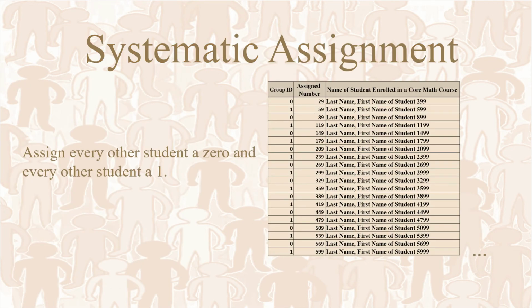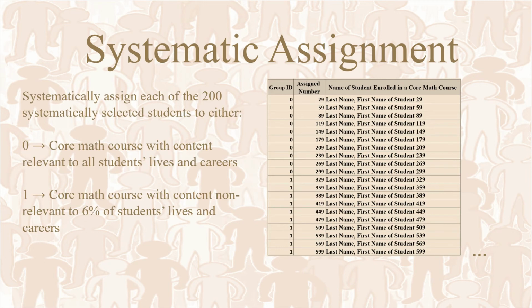After systematically selecting the sample, participants can be systematically assigned to groups. To systematically assign participants to a group, choose every student who was selected from the systematic selection and assign the first student a 0 and the next a 1, and the third a 0 and the fourth a 1, and continue in this manner until each participant has been assigned a 0 or a 1.